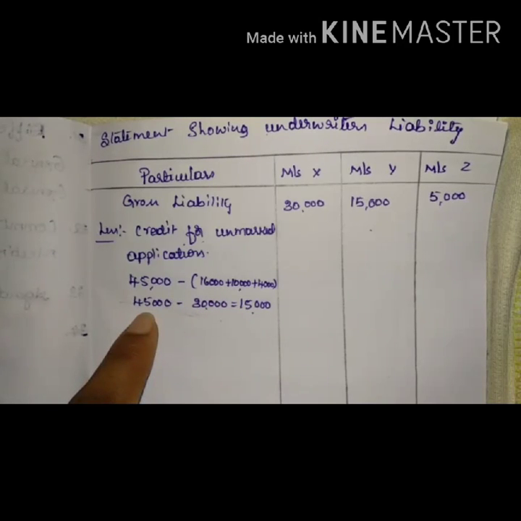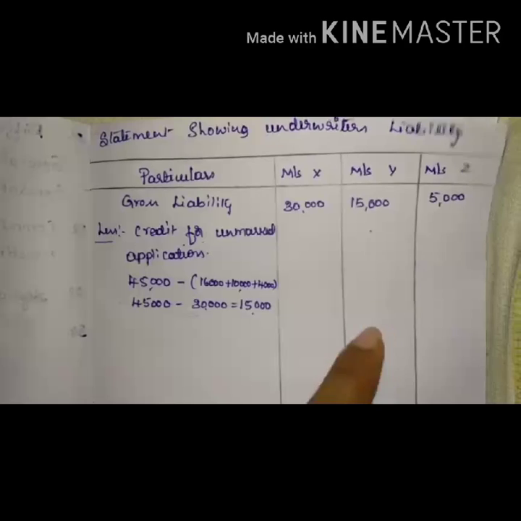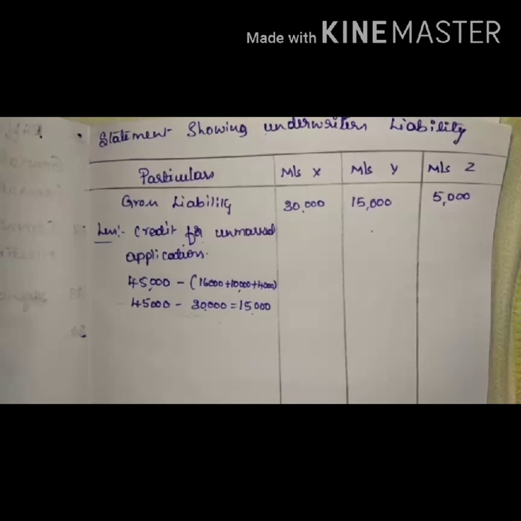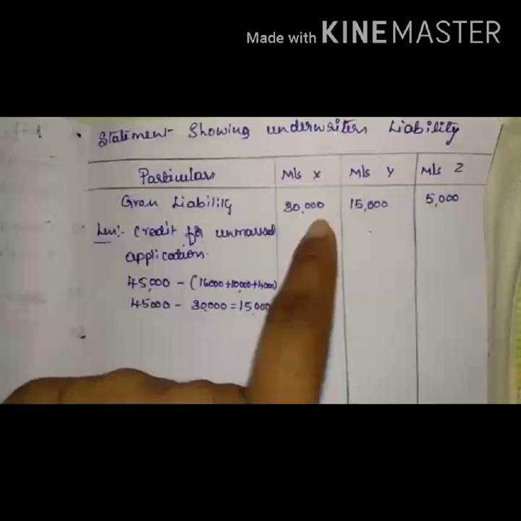45,000 total applications were received from the public, so we'll get unmarked applications of 15,000. This we have to share among all the underwriters. We have to give the benefit to the underwriters because underwriting is for the whole of the issue. If underwriting is for part of the issue, then we give the benefit of unmarked applications to the company. So we require a ratio. The ratio we are calculating on the basis of gross liability.